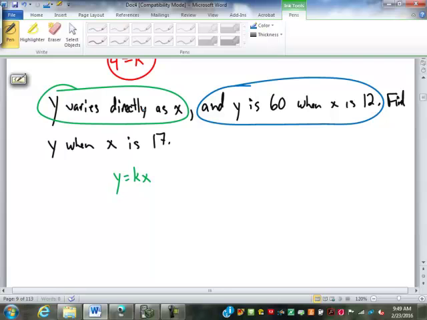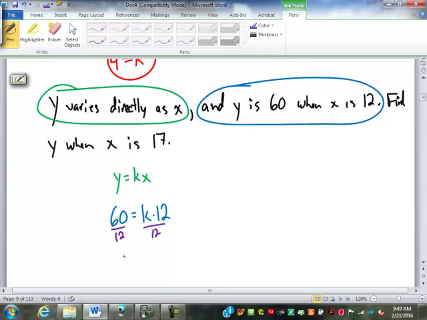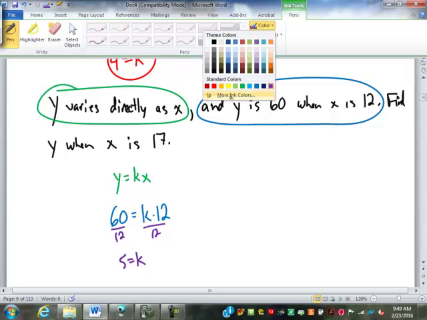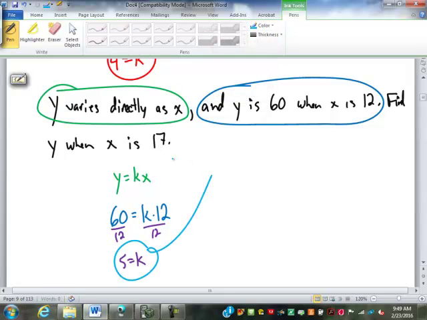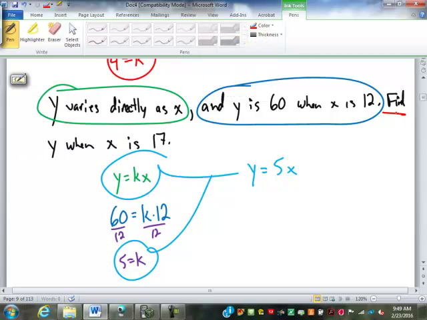Second part, y is 60 when x is 12. What's that tell us? We put 60 in for y, 12 in for x, and we can solve to get 5 equals k. Which tells us that the relationship's not just y equals a constant times x, it's y equals 5x. And then finally, we're asked to find y when x is 17. So we're looking for y when we put 17 in for x. What's 5 times 17?